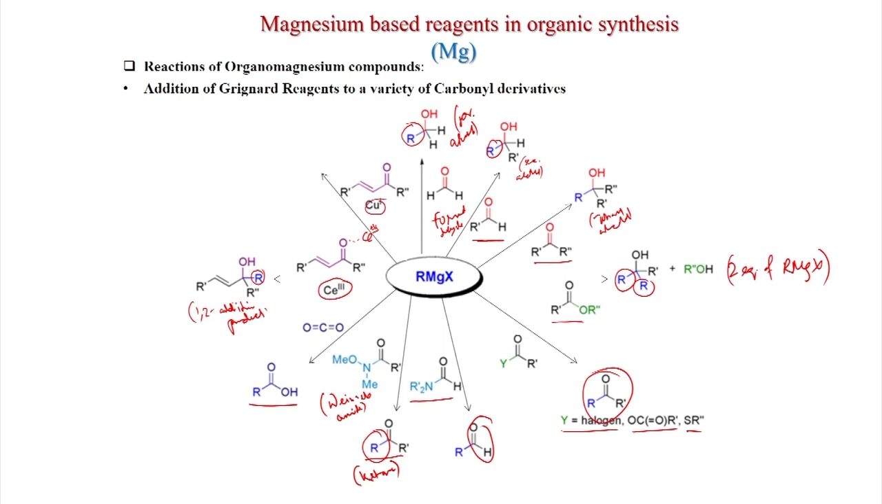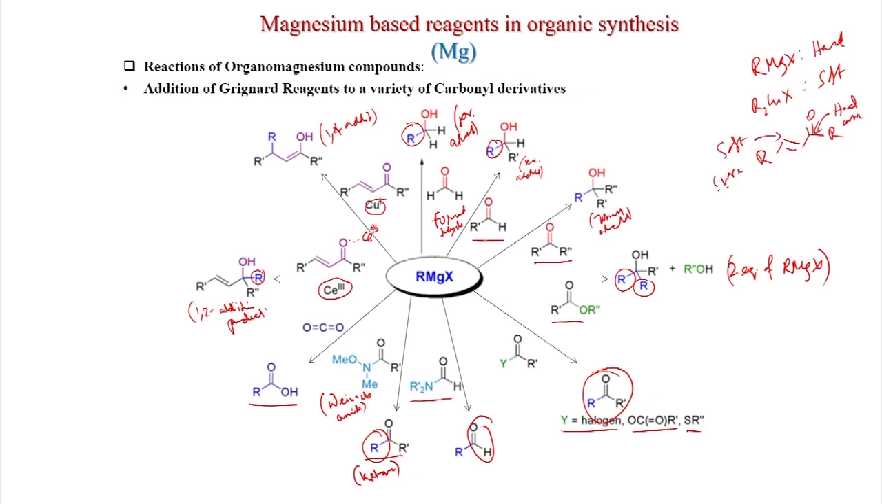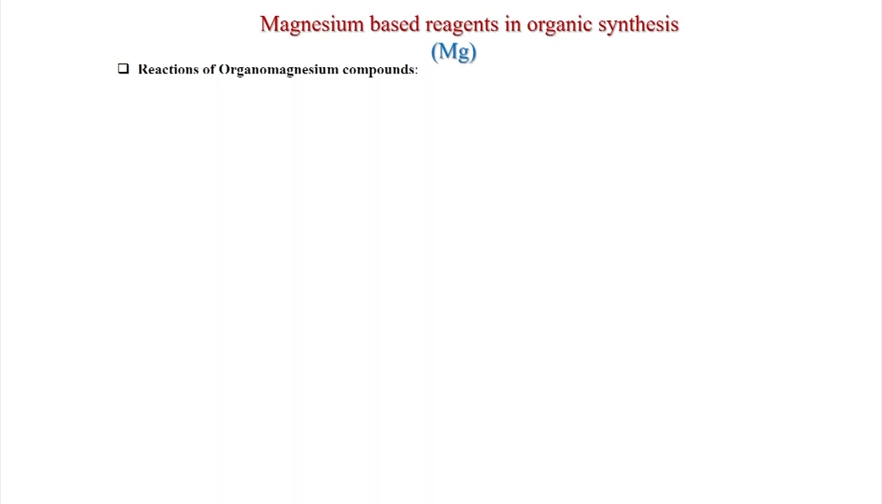Alternatively, if you add the copper 1, then you get the 1,4 addition product. Why? Because the Grignard reagent is a hard reagent. Alternatively, R2CuX is a soft reagent. This is the hard center, and this is the soft center. So, hard nucleophile will add to the hard electrophilic center, and soft nucleophile will add to the soft electrophilic center. So, this is the double bond, that is why the 1,4 addition reaction happens.